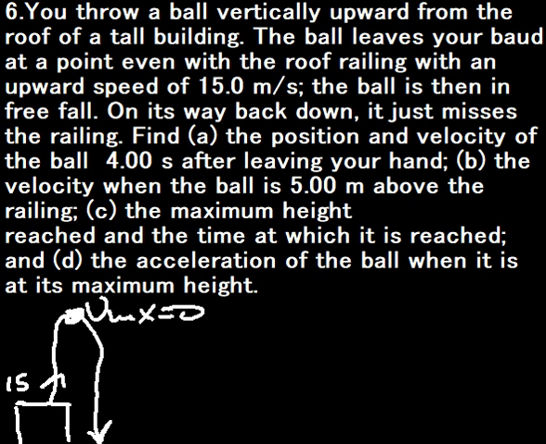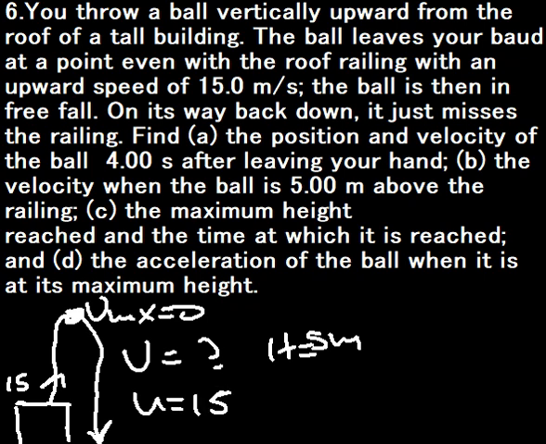And part C, find the velocity when the ball is 5 meters above the building, so we need to have the final velocity when the height is given as 5 meters and the initial velocity is given as 15 meters per second. What formula should you use to have the final velocity in that way?